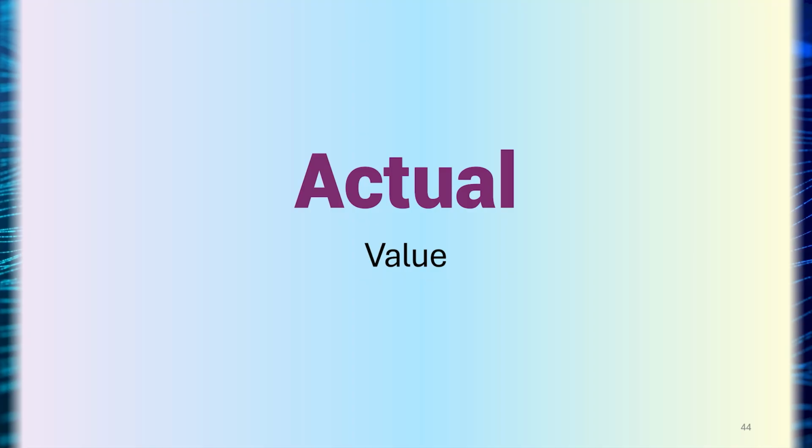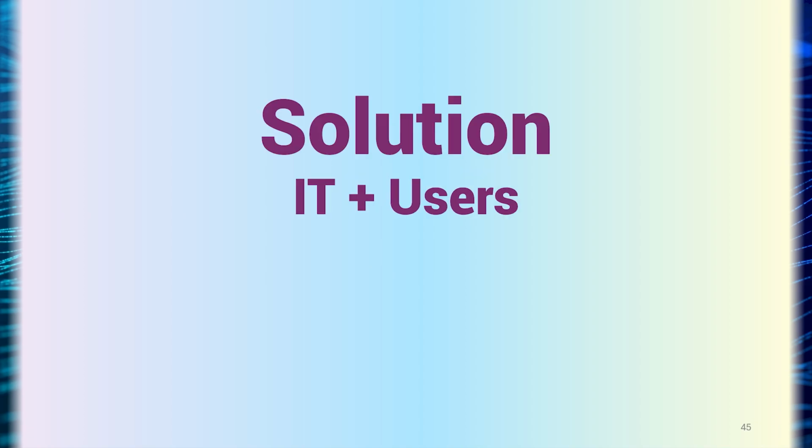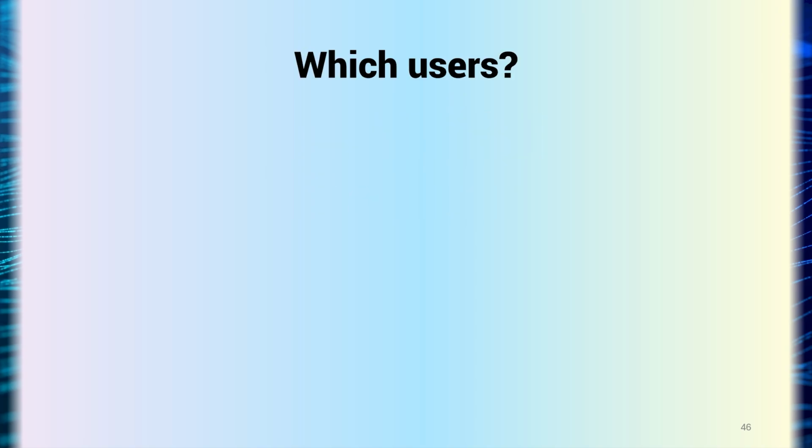And even if people do attend, a subset of people will learn a subset of features. It's designed to fail. So, the correct answer is a combination of IT and users together have to do this proactively and on a long term basis. Now, which users? Well, who will identify the users?